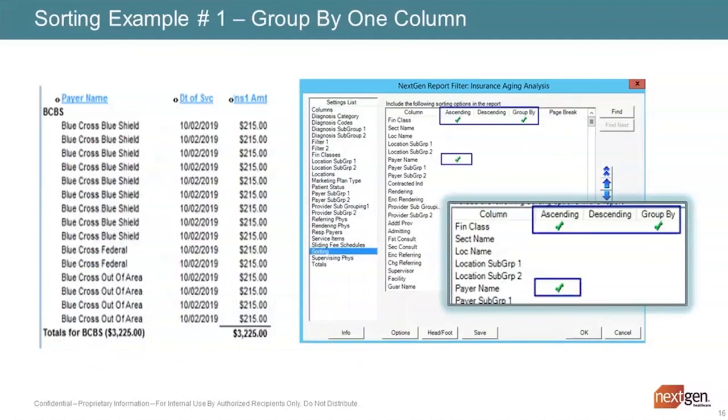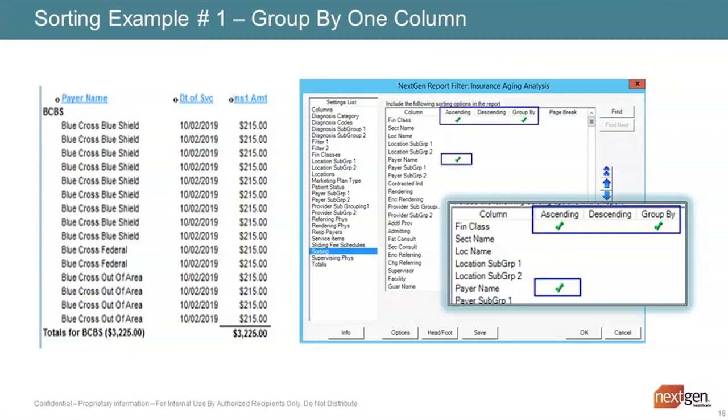What I want to show you is what that would do. In this example, let's group this in the sorting. I asked financial class to ascend by the financial class and group by, and then I would just like it to ascend by payer name. If you come to the left side where the actual report output is, the BCBS in bold, that's the financial class. Under that grouping, now it's ascending. It's not grouped, it's ascended.